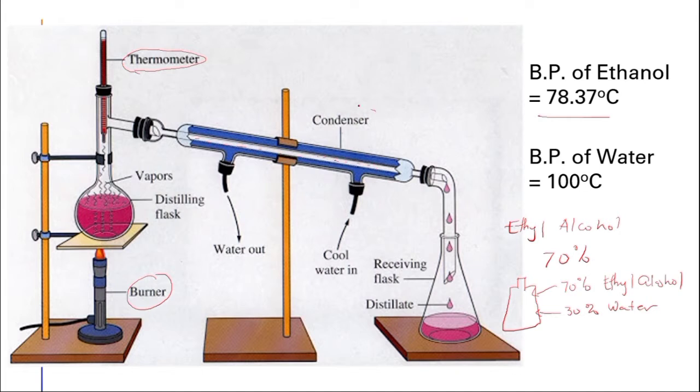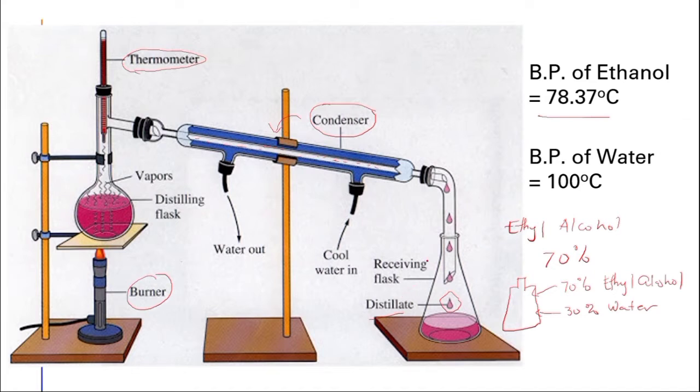Kaya nga tawag natin dito sa device na to ay condenser. Okay? Para mag-condense yung vapor na dumadaan dyan. Okay? At pag nag-condense na yan, magdi-drip na yan dito sa ating receiving flask. Okay? Ang tawag natin dun sa na-distill natin ay distillate. Okay? Ito yung ginagamit natin na normal setup for a simple distillation.